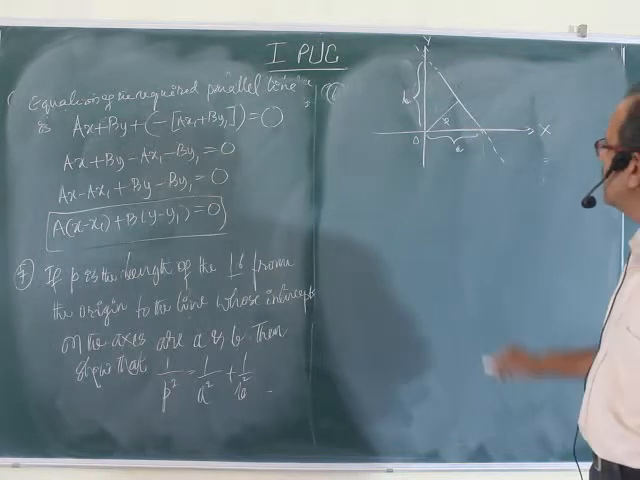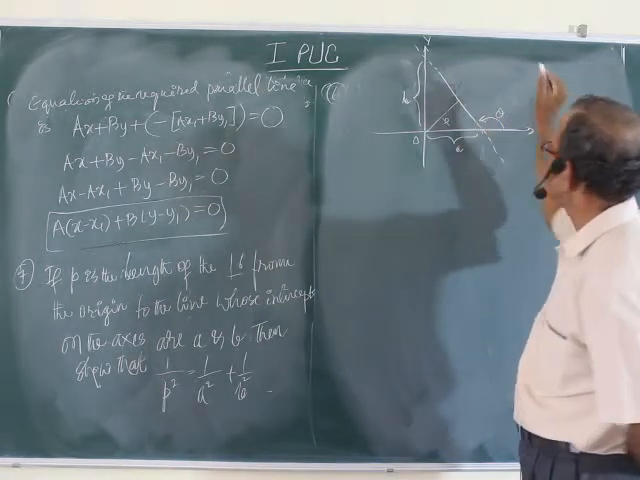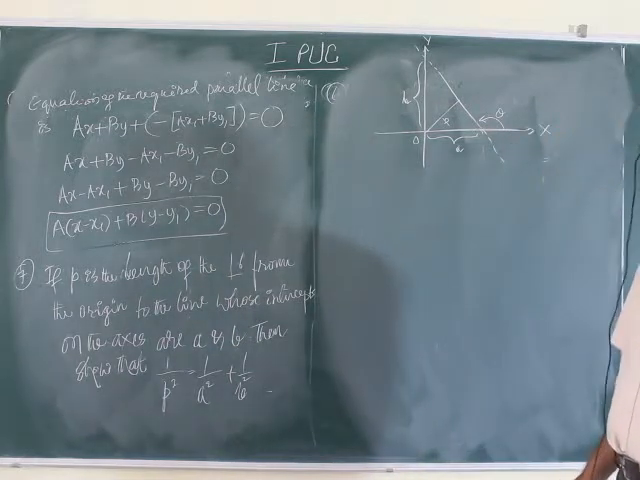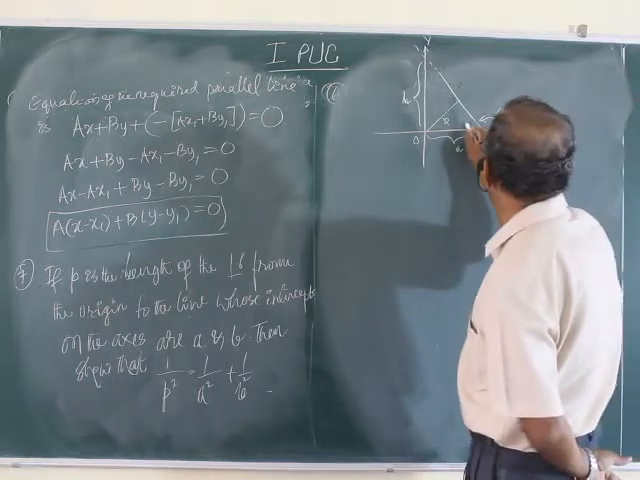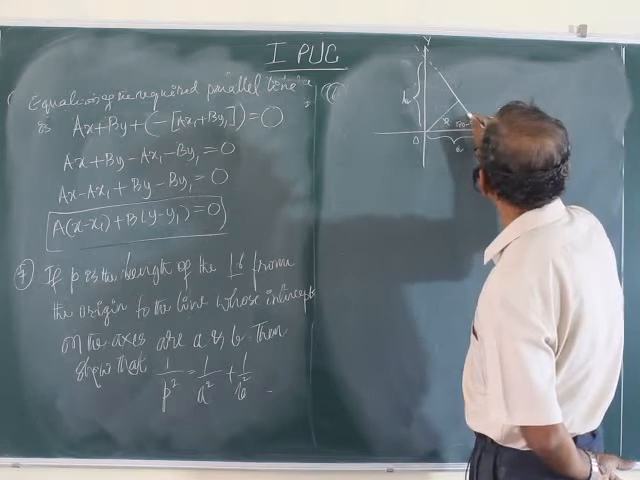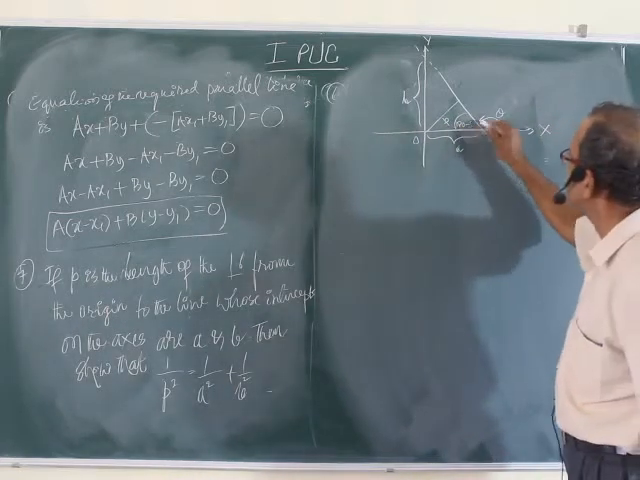Now, let me consider the angle of inclination of the line, let it be theta. So, this angle is clearly 180 minus theta, no doubt.